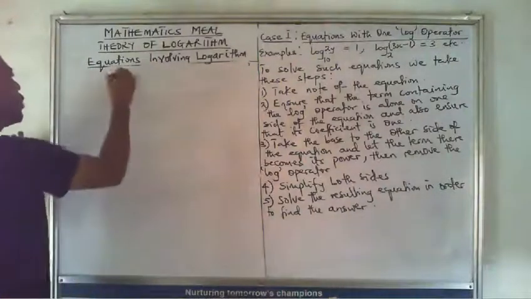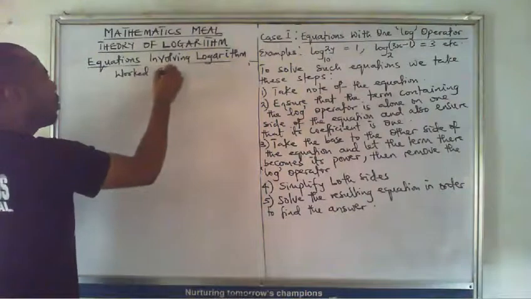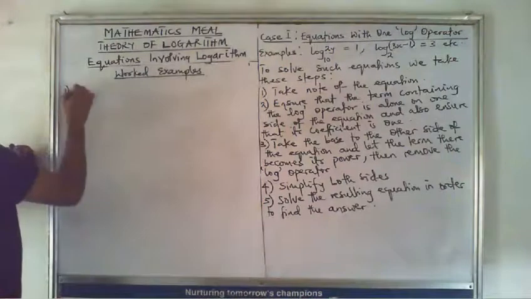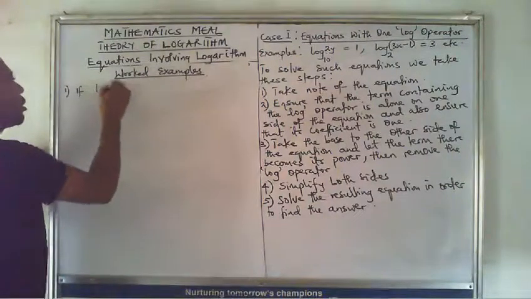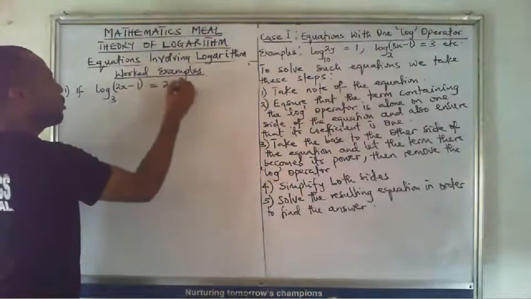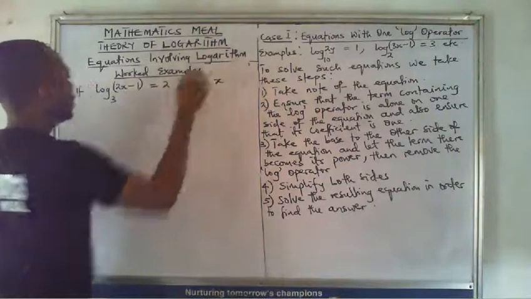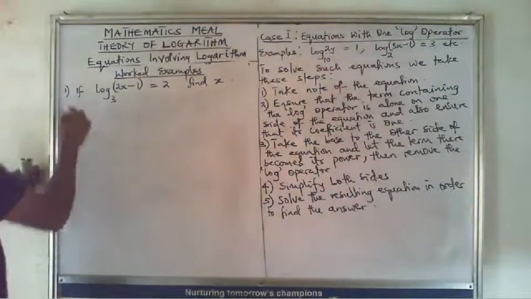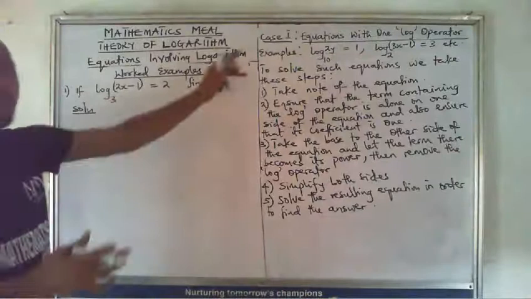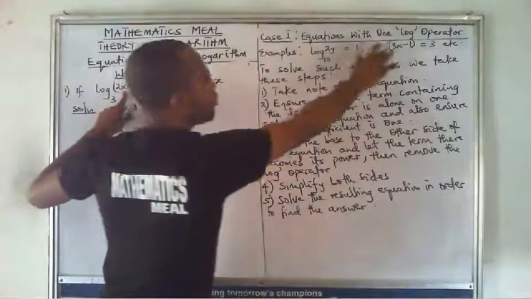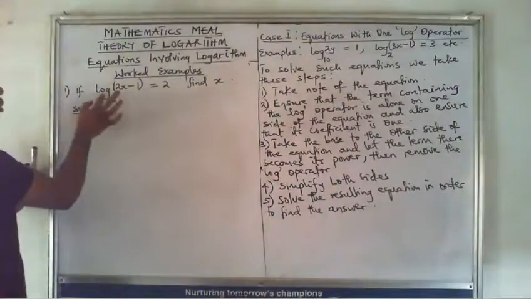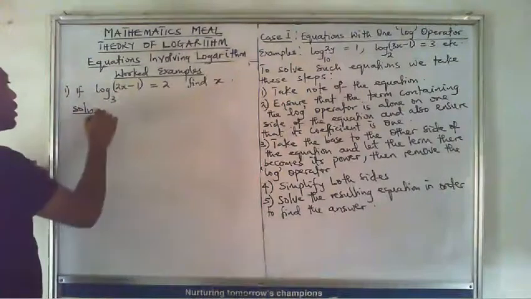So let's take examples. Okay. Now, supposing we have log of 2x minus 1 in base 3 is equal to 2, say find x. This is an equation. So let's take these steps to solve. We're going to take these steps to solve this problem. Why are we following these steps? Because we are looking at equations with one log operator. So this is a typical example. We have just one log operator.